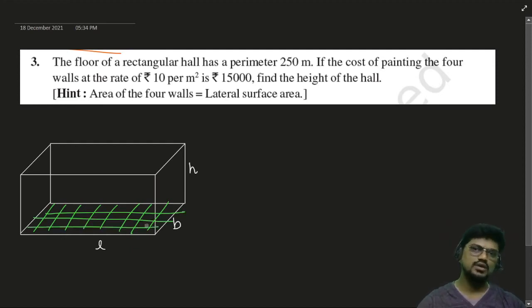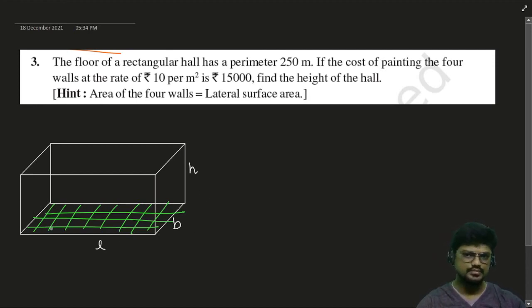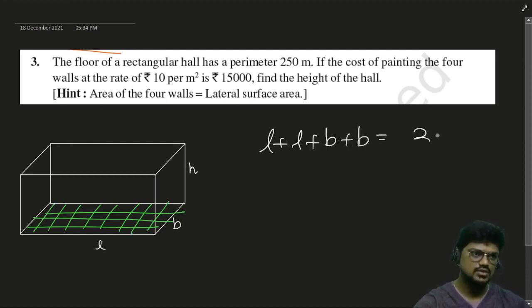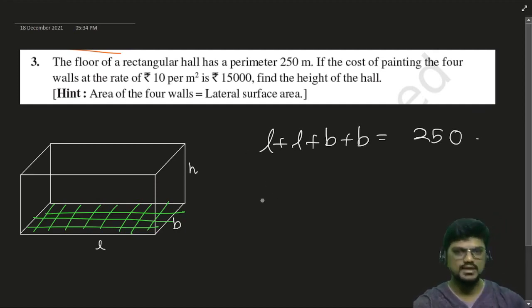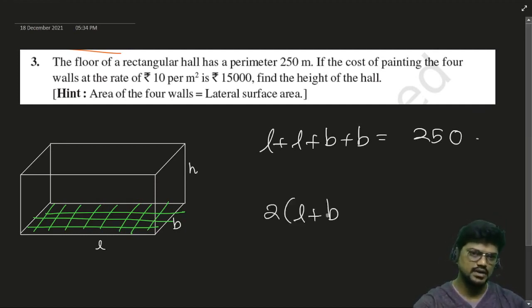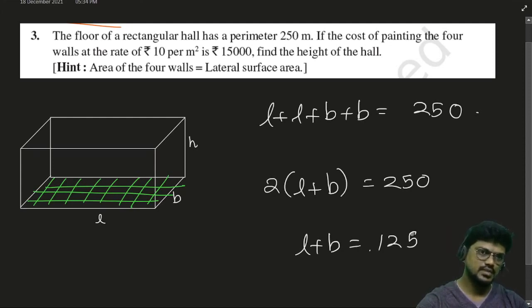Now what did they say? The floor of a rectangular hall has a perimeter of 250. That means what will be the perimeter of the floor? That is the perimeter of this rectangle, that is 2 length plus 2 breadth equals 250. So 2 into (L plus B) is equal to 250, and we can say length plus breadth equals 125. Yes or no?